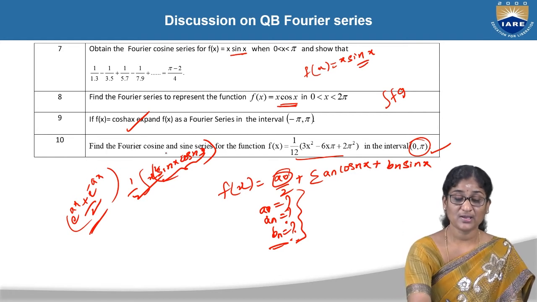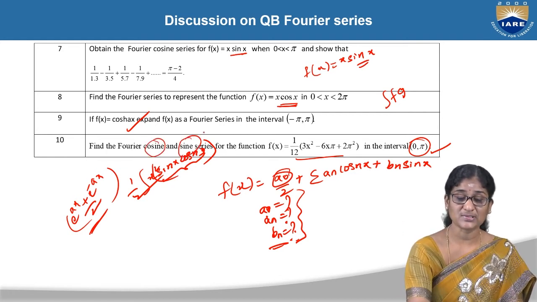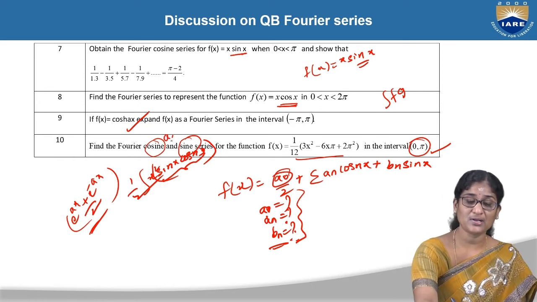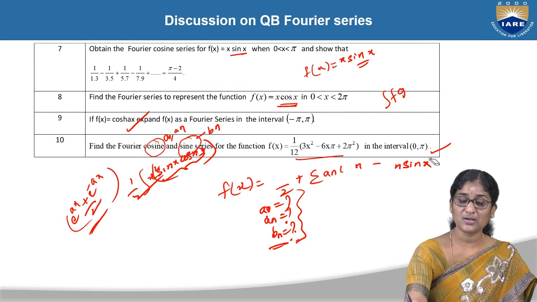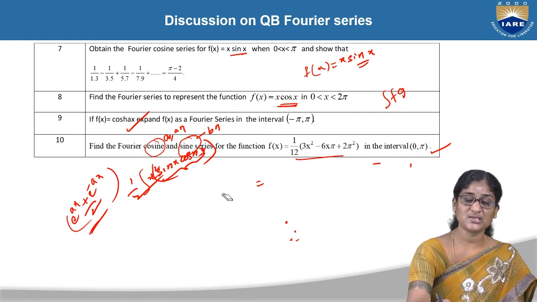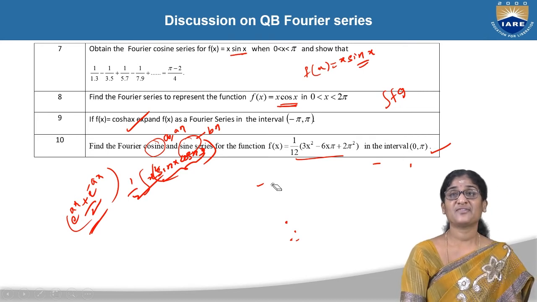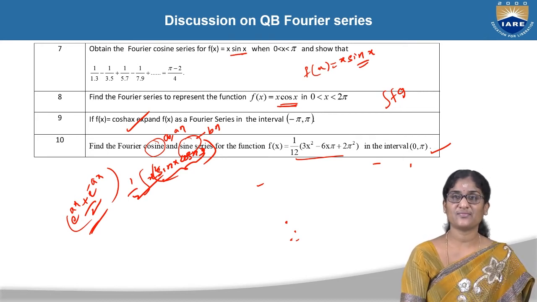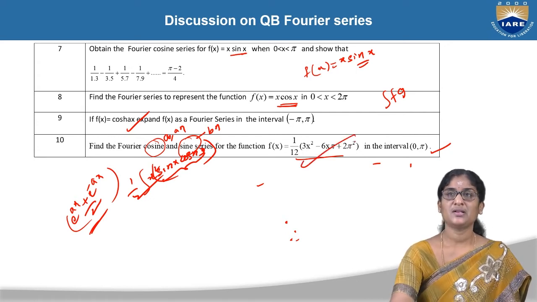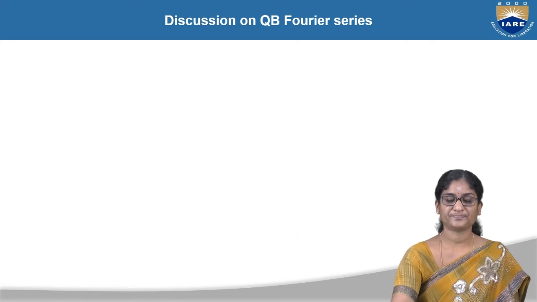Specifically he asked about the sine and cosine series. So for the cosine series we need to find only the a0 and an values, and for the sine series we need to find only the bn value. So there is no need to write the total expansion. For the cosine series 2 Fourier coefficients are enough, and for the sine series 1 Fourier coefficient is enough, for the polynomial function, that is 1 by 12 into 3x square minus 6x pi plus 2 pi square.